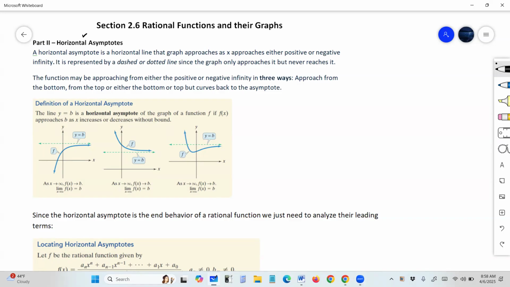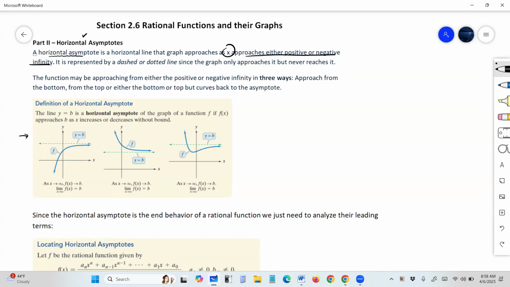So a rational function, which is a ratio of two polynomial functions, may have what we call a horizontal asymptote. It's similar to the concept of a vertical asymptote. You can see here in the graph, this is going to be a horizontal line that the function, just as with the vertical asymptote, never reaches and never crosses, but gets closer and closer as the value of x approaches either positive or negative infinity.